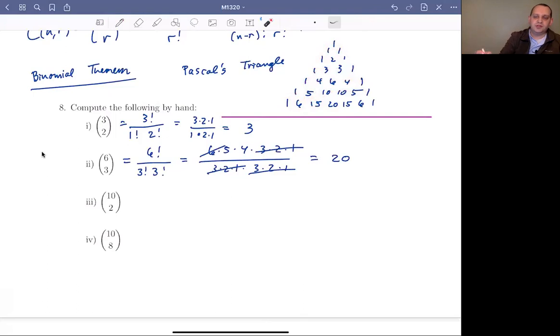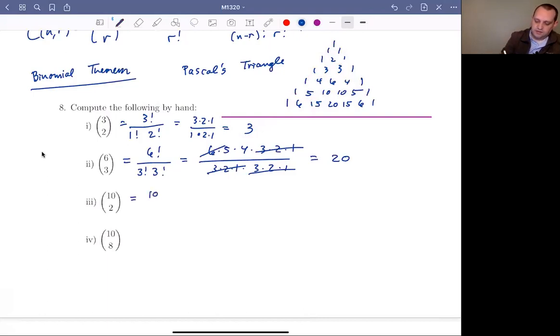By the way, 3 choose 2 was 0, 1, 2, 3. And then you want to count 2 items over. So 0, 1, 2. So this 3 right here is why that was a 3 there. All right. Next up is 10 choose 2.